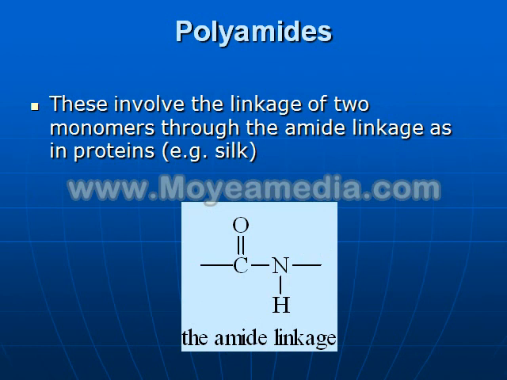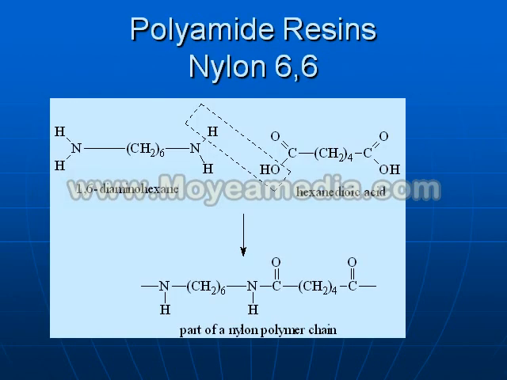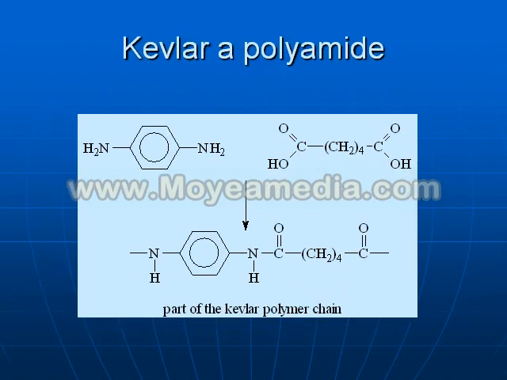Polyamides. These involve the linkage of two monomers through the amide linkage as in proteins, for example silk. This shows the amide linkage. The polyamide nylon 6,6 structure is shown in which 1,6-diaminohexane plus hexanedioic acid form part of the nylon polymer chain. This reaction shows part of the Kevlar polymer chain.